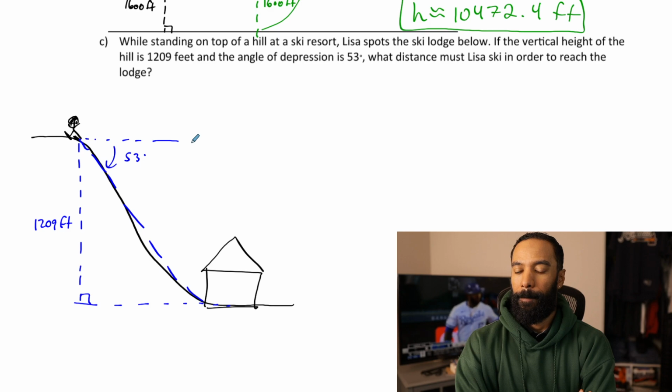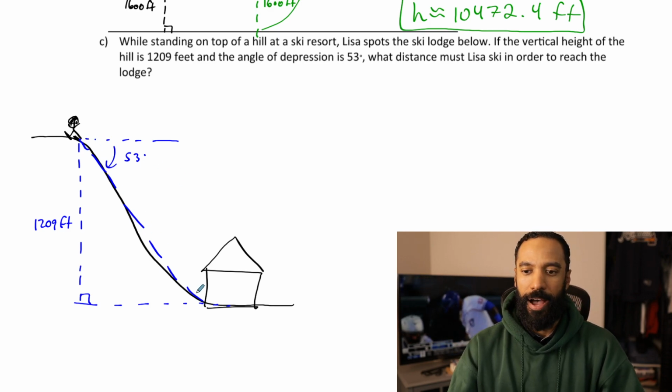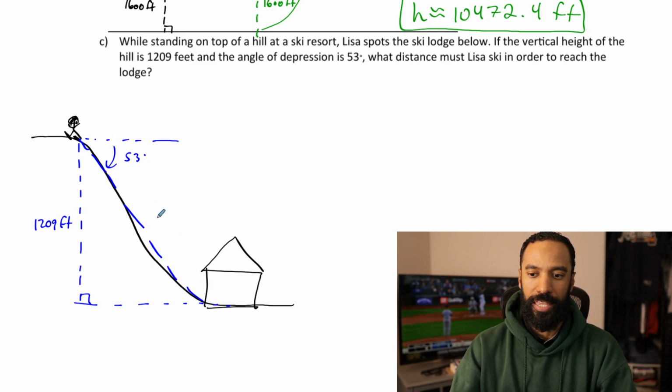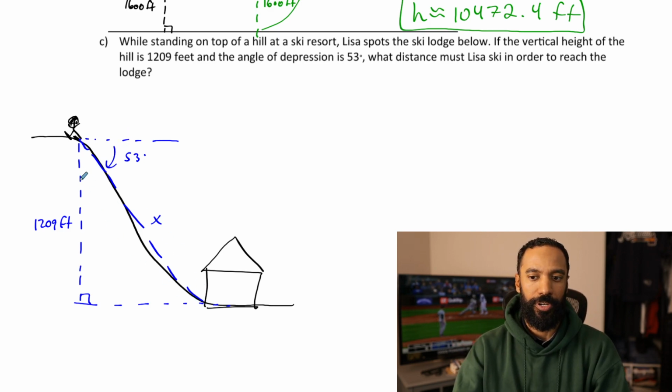Now, let's talk about what distance she must ski. That's the hypotenuse. This is her distance she has to ski. This is our x. But 53 is not in this triangle. So how do you find out where to put an angle in this triangle?